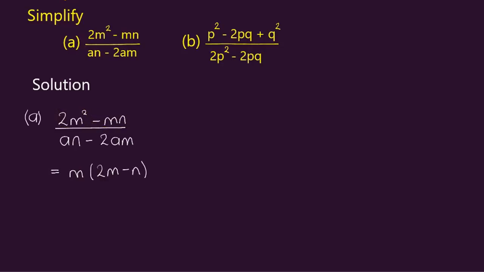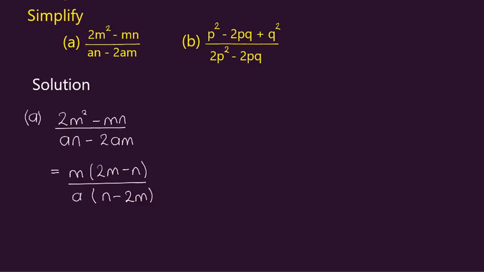We go on to the denominator, where we have the common factor for an and 2am. I'm saying that the highest common factor is a. Factoring out a, we'll be getting n minus 2m in the denominator. So that is what we have right here.